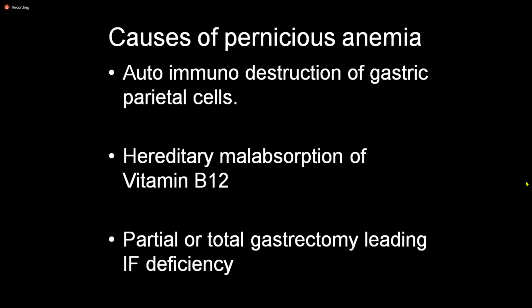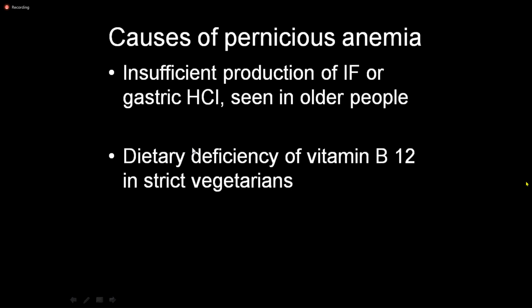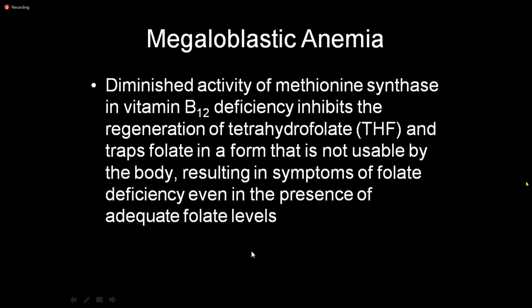And the cause of pernicious anemia is autoimmune destruction of the gastric parietal cell, or hereditary malabsorption of vitamin B12, or partial or total gastrectomy leading to intrinsic factor deficiency. All the causes related to pernicious anemia are related with the intrinsic factor. Intrinsic factor deficiency leads to pernicious anemia. Insufficient production of intrinsic factor or gastric hydrochloric acid is normally seen in older people. That also results in pernicious anemia. And dietary deficiency in the strict vegetarian also leads to pernicious anemia.